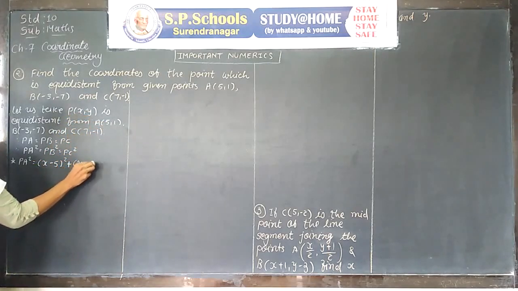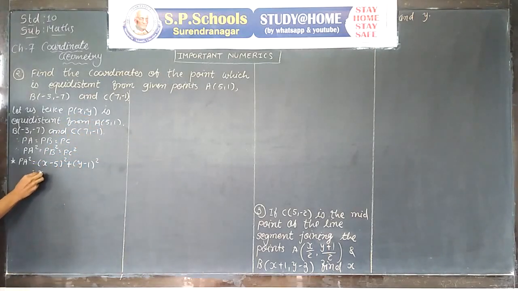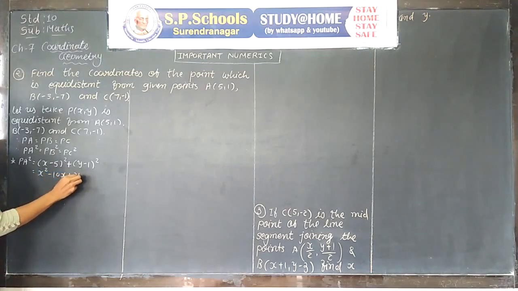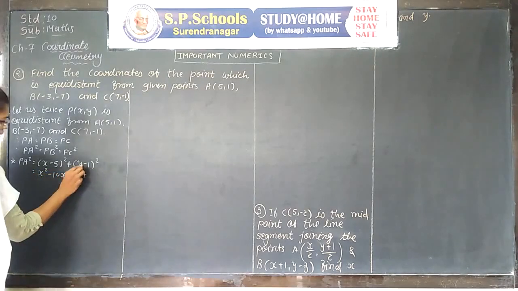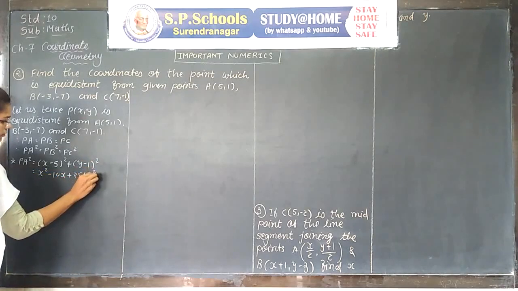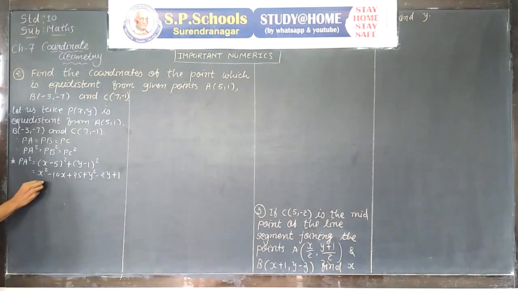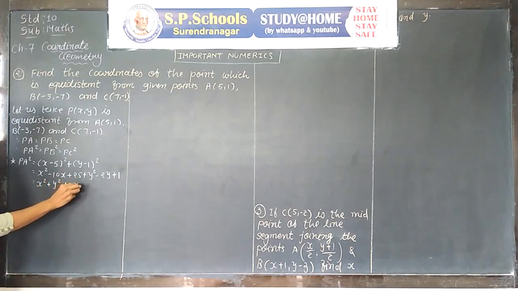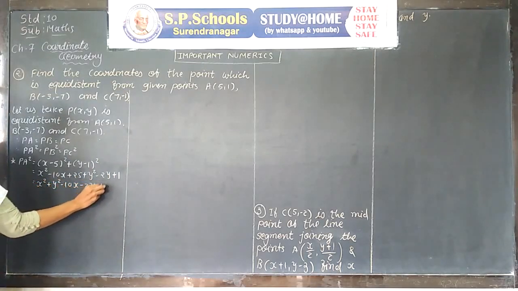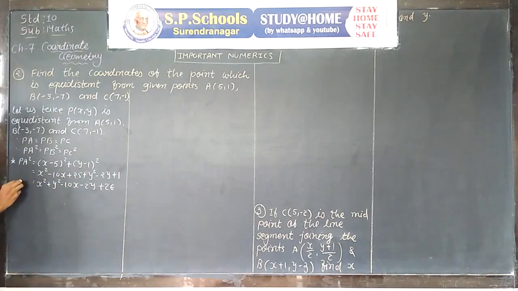1) whole square. (x minus 5) whole square is x square minus 10x plus 25. Again expand (y minus 1) whole square: y square minus 2y plus 1. Arrange it: x square plus y square minus 10x minus 2y plus 25 plus 1, which is 26. It is the answer for the square of PA.